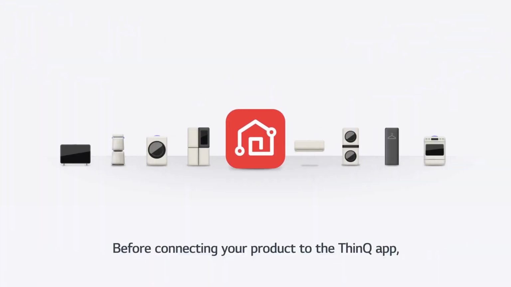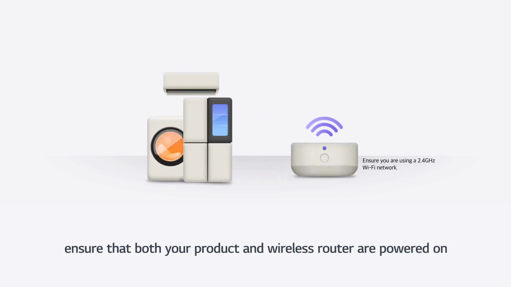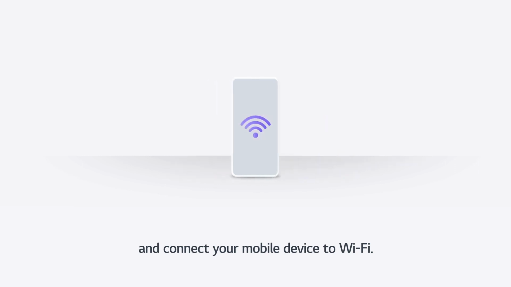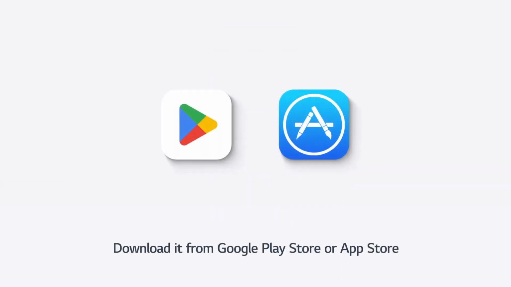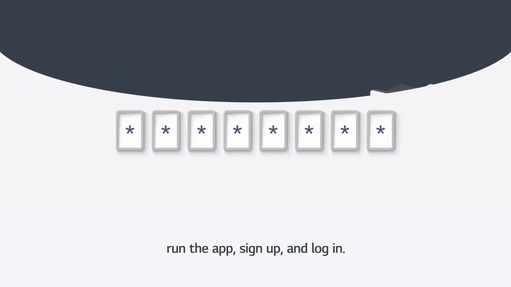Before connecting your product to the ThinQ app, ensure that both your product and wireless router are powered on, and connect your mobile device to Wi-Fi. If you haven't downloaded the ThinQ app, download it from Google Play Store or App Store. Run the app, sign up, and log in.